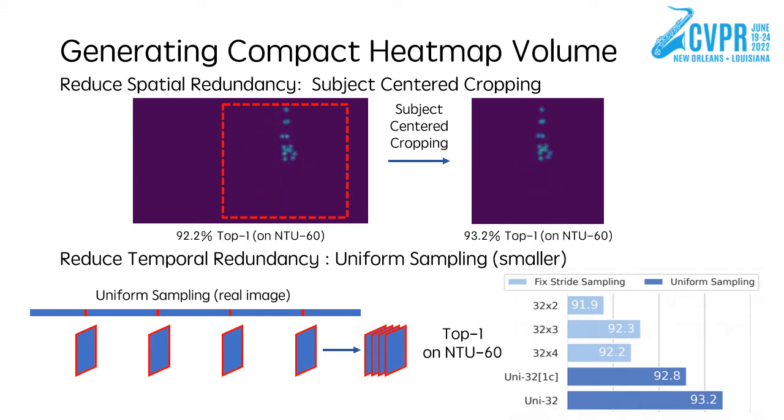To reduce the temporal redundancy, we use uniform sampling to replace the commonly used fixed stride sampling. To get an n-frame clip, we divide the video into n equal segments and randomly sample 1 frame from each. We find the new strategy is especially beneficial for skeleton action recognition.